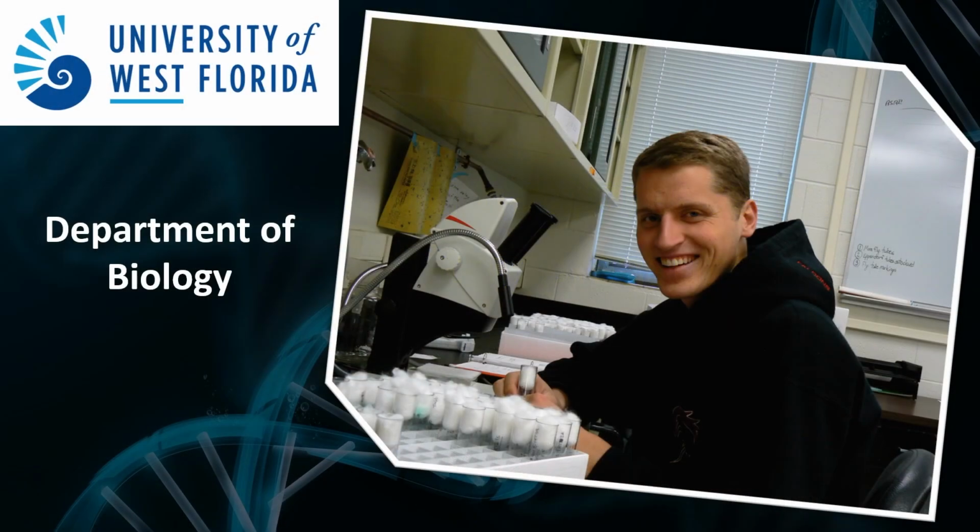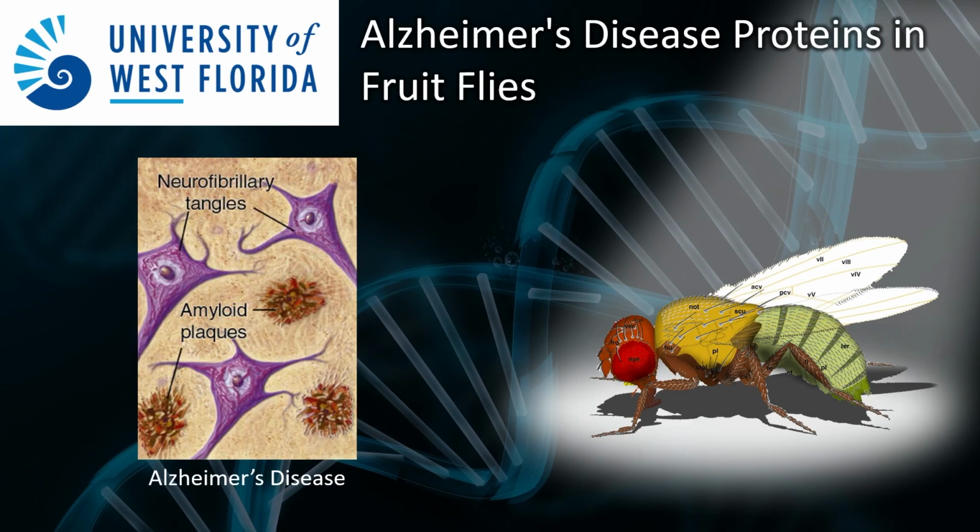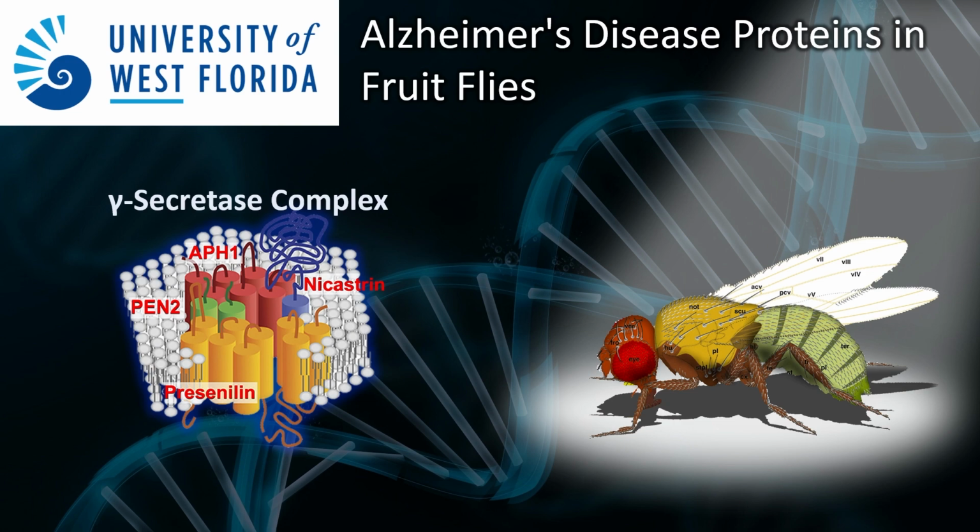So I started down the road into science as a young man. This was at the University of West Florida. I earned my master's degree in genetics. Here, these tubes are filled with fruit flies. So we worked with fruit flies. We studied Alzheimer's disease in fruit flies. Now, fruit flies don't get Alzheimer's disease, but they have some of the same proteins, such as these right here, the gamma secretase complex, which in humans results in Alzheimer's disease. And so you can study how those proteins work in a fruit fly.